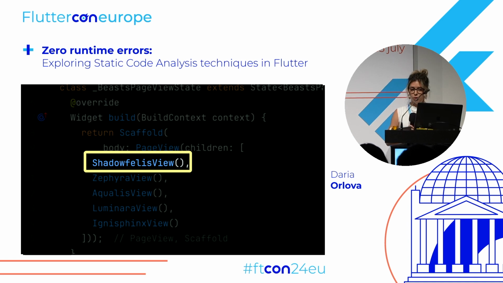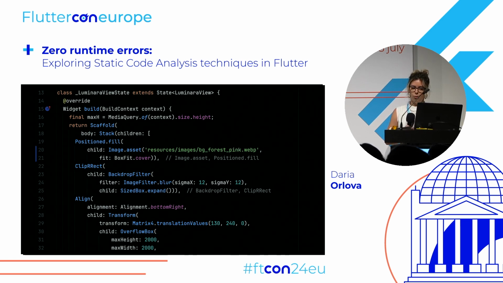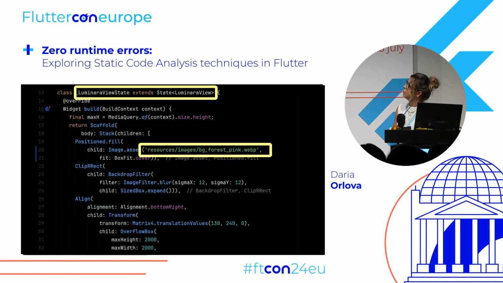Now let's zoom in on a particular view, our Shadow Felice view. Again, if we have some experience, we can see that trailing commas are missing, the wrong media query is used, the stateful widget doesn't have a state, and there are no const constructors. But more, if we switch to another view, and this is another view, if you haven't noticed, we're now looking at Luminara's code. These widgets are almost identical, except for a couple of parameters. So it would be great to find duplicate widgets.